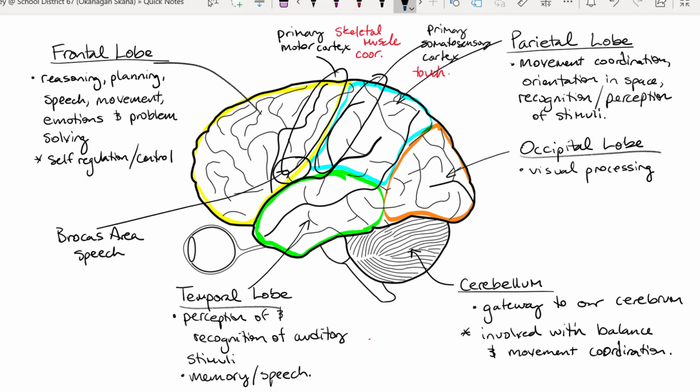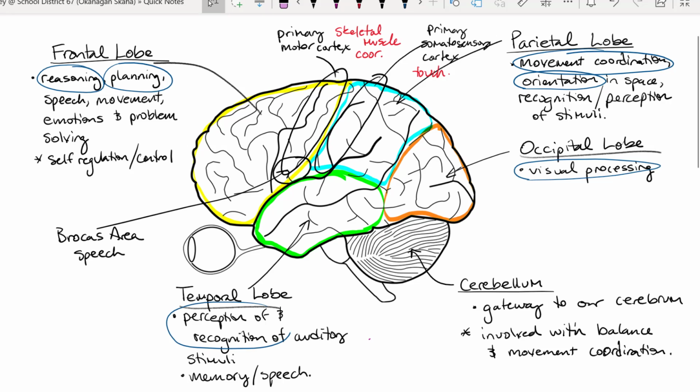The frontal lobe is the part that really makes us human, and it gives us reasoning and planning, so let's remember those 2 things from the frontal lobe. From the parietal lobe, we're going to do movement coordination and then orientation, which really tells you where your body is. Then the occipital lobe is visual processing, so not too much to remember there. For our temporal lobe, think about perception and recognition of auditory stimuli, so really hearing. And then our cerebellum is involved with balance.